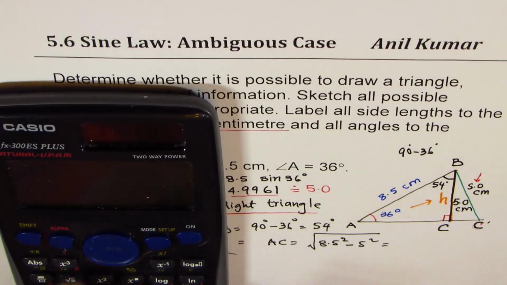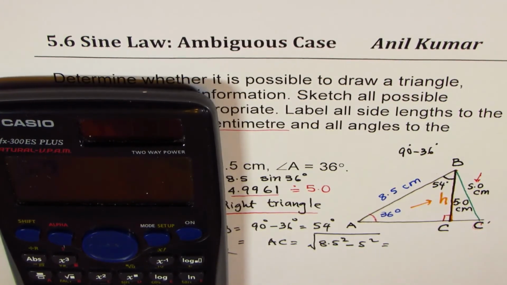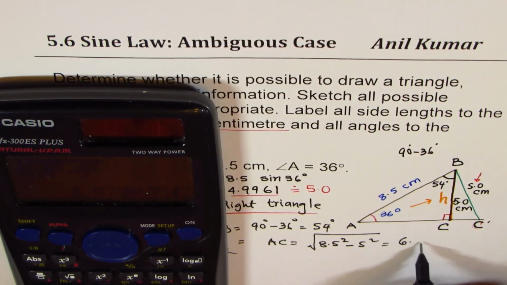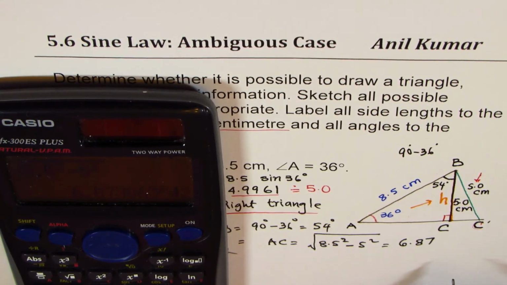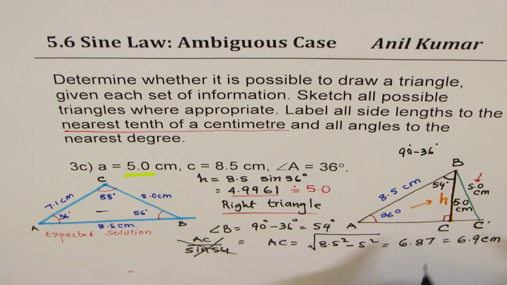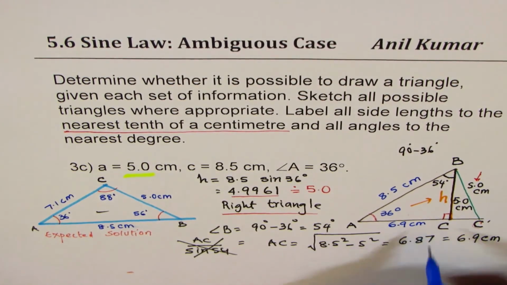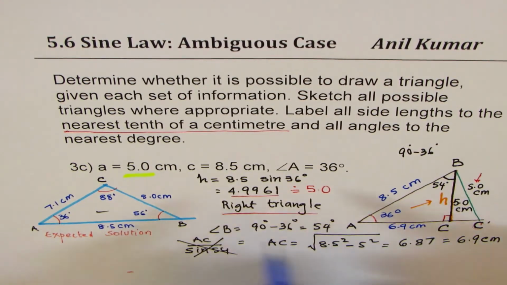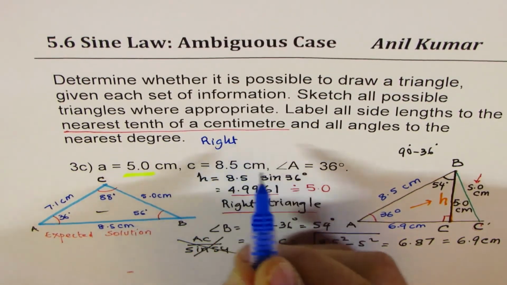So let's use this, right? So I'll do the square root of 8.5 squared minus 5 squared, and equal to, in decimals, it is 6.87, and that is rounded to 6.9 centimeters. Correct? So that is what I get from the given condition. So my answer, let me write down, is 6.9 centimeters. So that's my triangle ABC. So in our case, I get a right triangle.